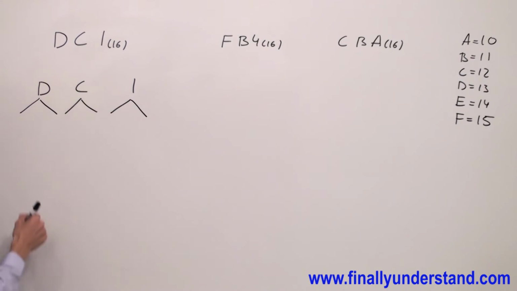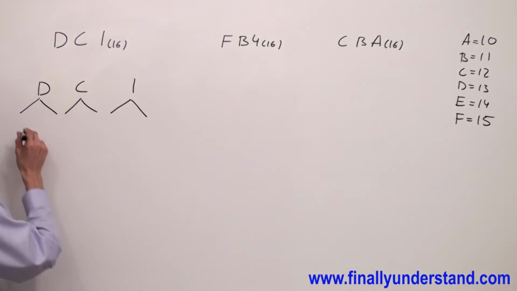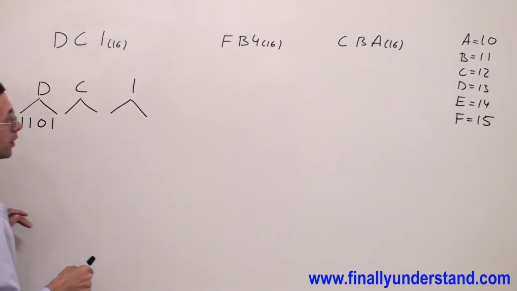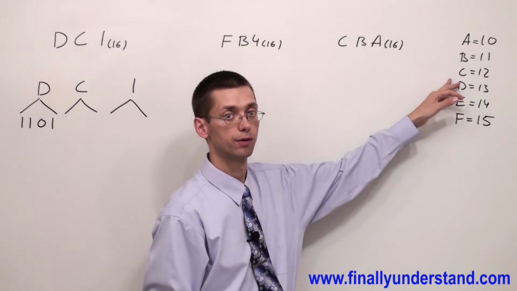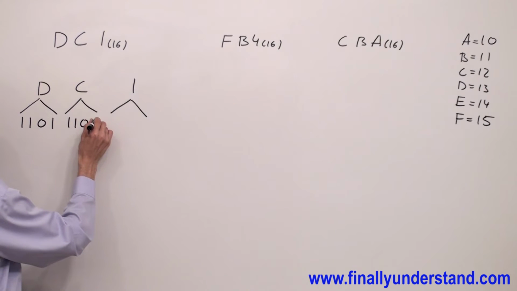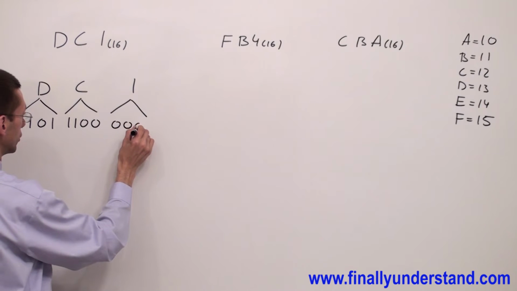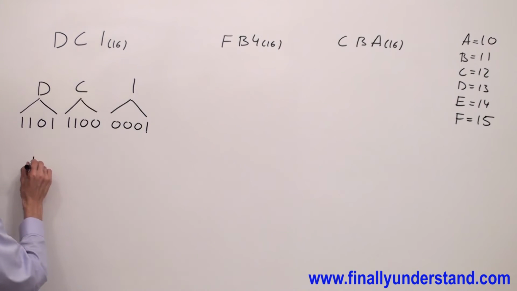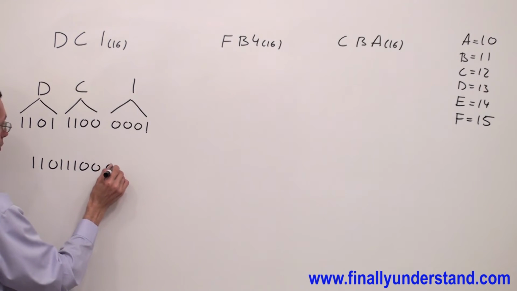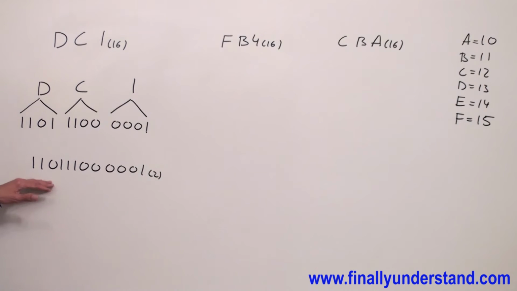D is 13. Binary 13 is 1101. C is 12. Binary 12 is 1100. 1, binary 1 is 0001. So your answer is 1101, 1100, 0001. Base 2. This is the solution to this problem.